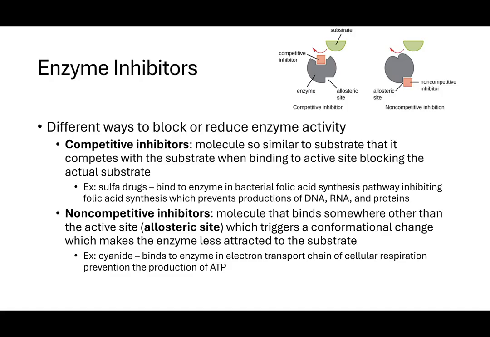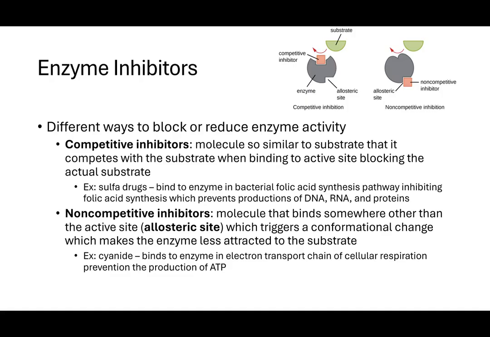So one example of this is sulfa drugs. These are a type of antibiotic. These are going to bind to an enzyme in the folic acid synthesis pathway within bacteria, which prevents the production of folic acid, which is a really, really important precursor to making DNA, RNA, and proteins. So that's how that class of antibiotics work.